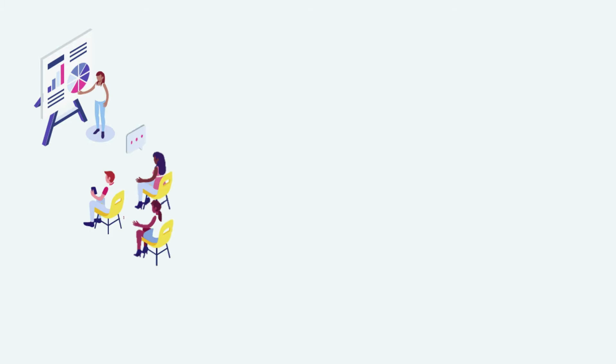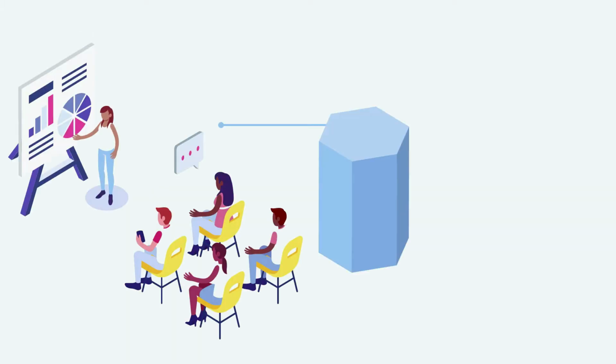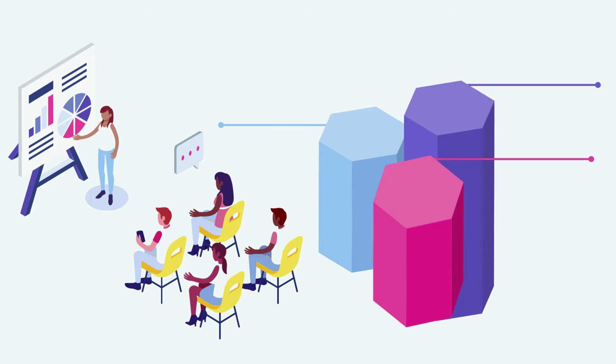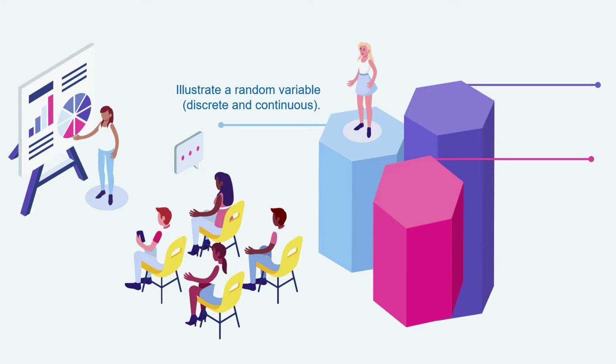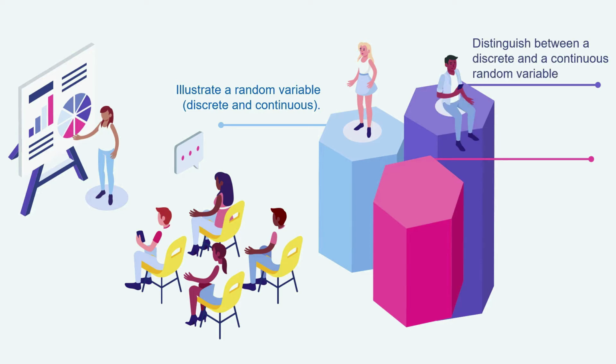But before proceeding to this video, let's go over the learning competencies for us to be guided in this lesson. At the end of this lesson, you are expected to achieve the following. First, illustrate a random variable, both discrete and continuous. Second, distinguish between a discrete and a continuous random variable. Third, find the possible values of a random variable.